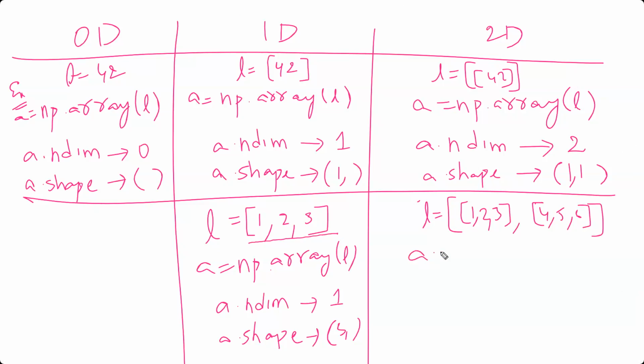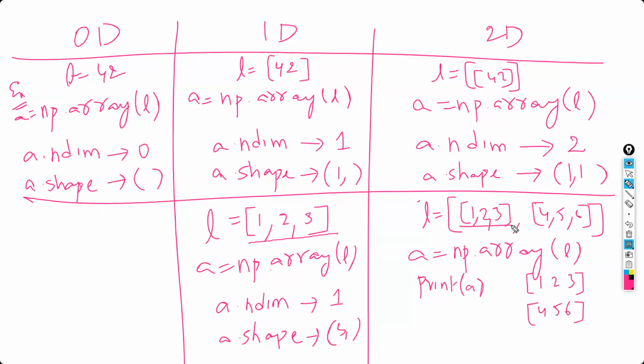Now, in this case, A is equal to np.array of L. If you print A, first it is going to print the first row, second it is going to print the second row. You are going to write row wise: first row followed by second row followed by third row. Like that, you have to write each list as a row, and you have to combine them by a nested list, with one more bracket. If you combine these two one-dimensional arrays, then it is a 2D array.